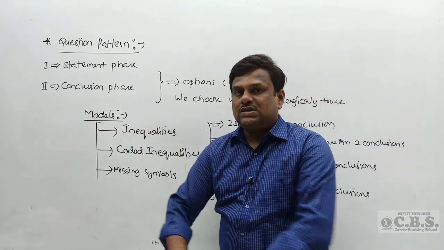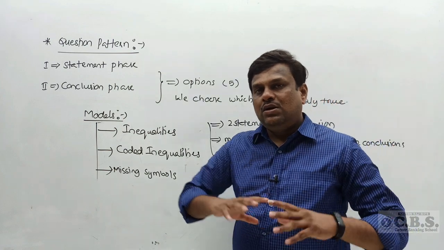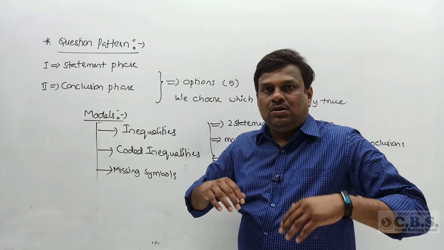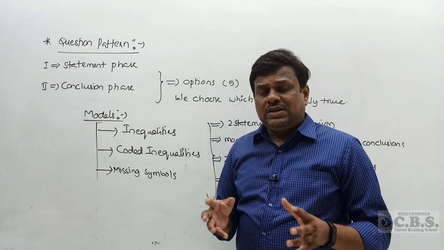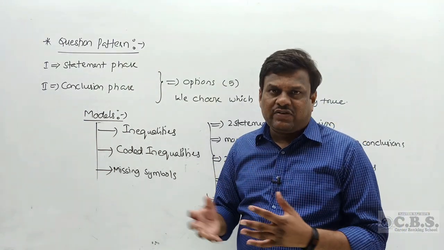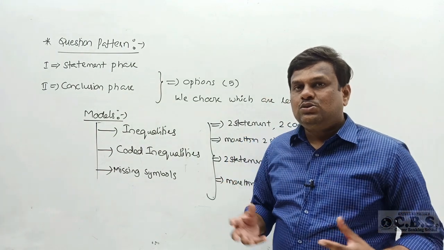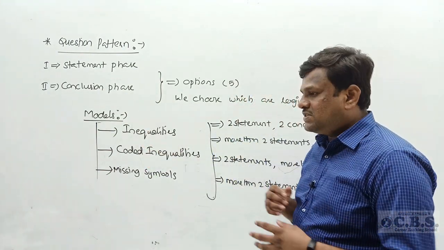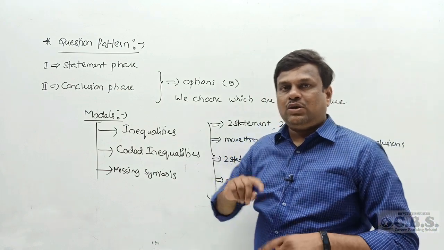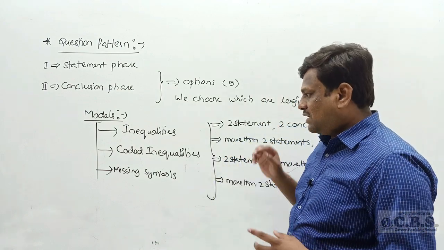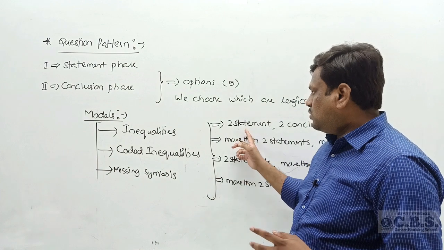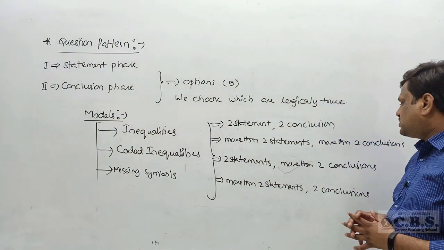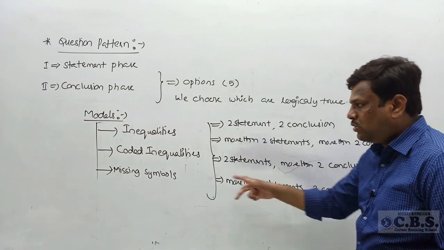And coded inequalities is very important. Coded inequalities means they're giving special symbols like a star, asterisk, and a slash. They give some different symbols, so the symbols are coded inequality symbols. First of all, we need to build the statement, and then we check the conclusion. There are 2 types: 2 statements and 2 conclusions, and more than 2 statements and more than 2 conclusions. There are only 2 types in coded inequalities.